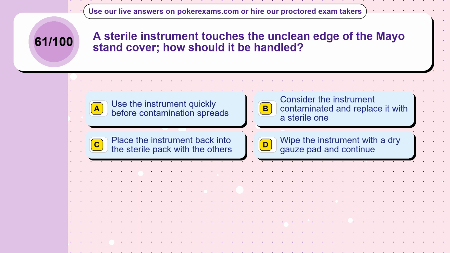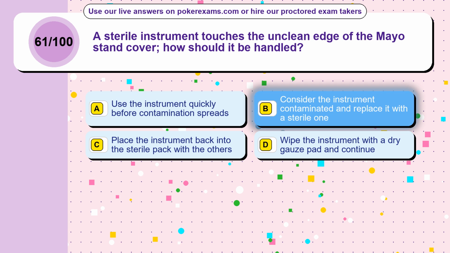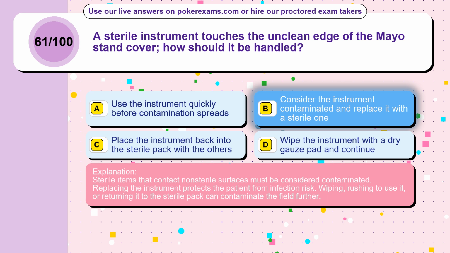Option D. Wipe the instrument with a dry gauze pad and continue. The correct answer is option B. Consider the instrument contaminated and replace it with a sterile one. Sterile items that contact non-sterile surfaces must be considered contaminated. Replacing the instrument protects the patient from infection risk. Wiping, rushing to use it, or returning it to the sterile pack can contaminate the field further.